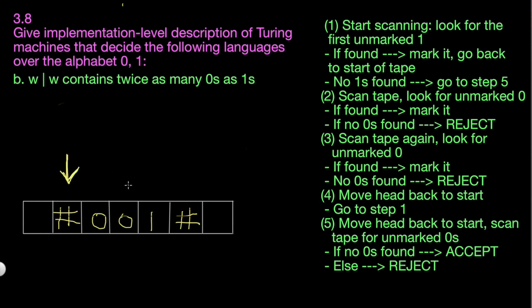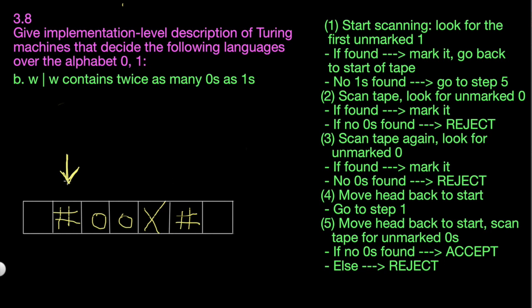All right, so in step one, it says we need to start scanning the string, and we need to look for the first unmarked one. So if we go through here, 1, 2, 3, right here, this is the first unmarked one. And if found, we mark it and go back to the start of the tape. So right now, go ahead, mark it with an X, and then we'll go back to the beginning.